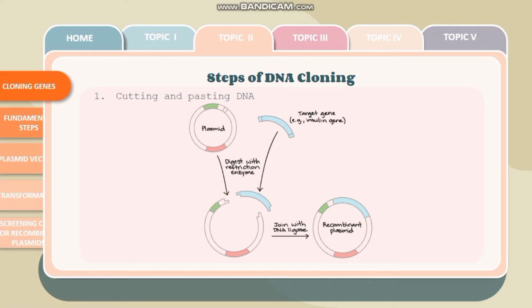Our goal here in cloning is to insert a target gene into a plasmid. The target gene here is the insulin gene. Using a carefully chosen restriction enzyme, we digest the plasmid, which has a single cut site, and the target gene fragment, which has a cut site near each end. Then we combine the fragments with DNA ligase, which links them to make a recombinant plasmid containing the gene. So that is the first step of DNA cloning.